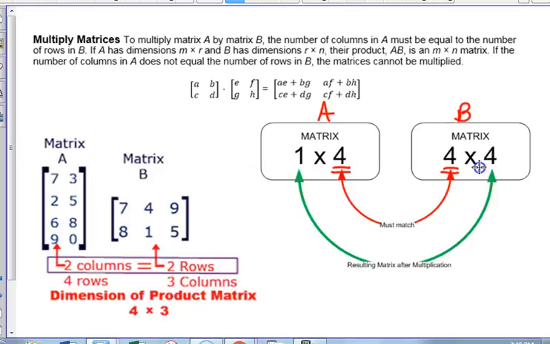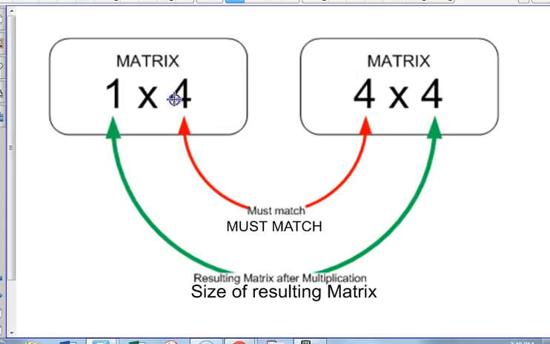Now, I made a better slide of this, I think. Okay, it says these two in the middle must match, and these on the outside tell you the dimension of the resulting matrix.